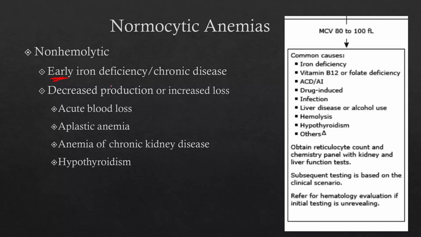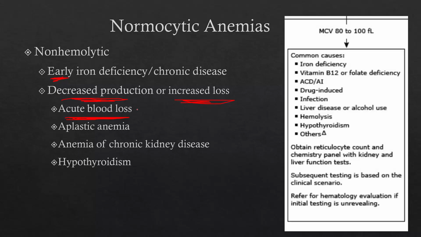So early IDA and early anemia of chronic disease can cause normocytic. Okay, and after you cross those off your list, what else could you be? How could this be happening? Either you're decreasing the production, you're not making as much, or you're somehow losing RBCs. So the first thing that seems obvious but can be overlooked is acute blood loss anemia. Obviously, if you have a patient that comes in with a trauma, it's going to be obvious, but a lot of times you have patients with GI bleeds, it may not be as obvious, and it could be an acute blood loss anemia, right?